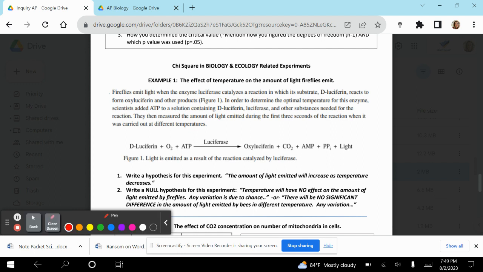And to summarize, they want to see if we put fireflies in different temperatures, if it's going to affect the amount of light that they emit. Now, I feel like this is a pretty easy example because obviously the IV is the temperature, and then the DV is the amount of light that the fireflies emit. Now, if I ask you to write a null hypothesis, remember, null means no or none.